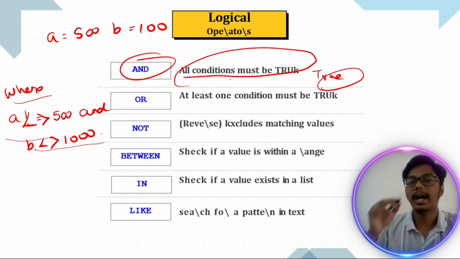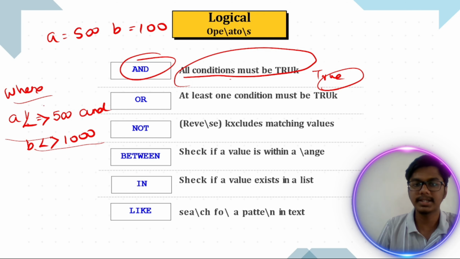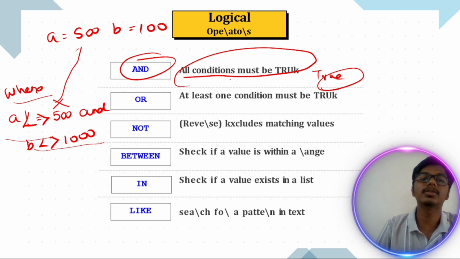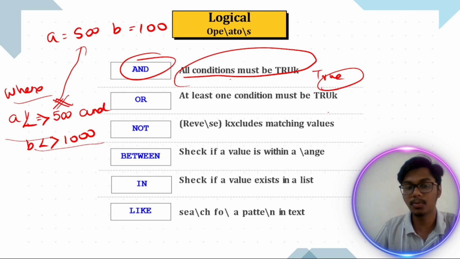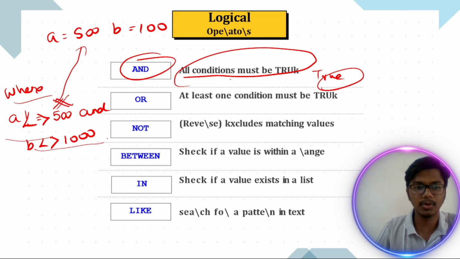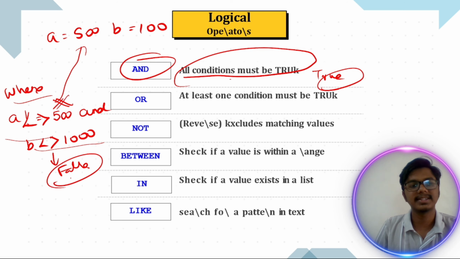Let me explain the AND operator here. First of all, the main motive of the AND operator is that all the conditions must be true. Let me check the first condition: is A not equal to 500? No, A is equal to 500. The first condition itself failed. Then why would I check the other condition? So the output returns false. These are the things that happen here.